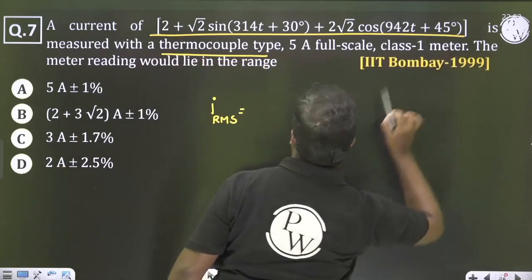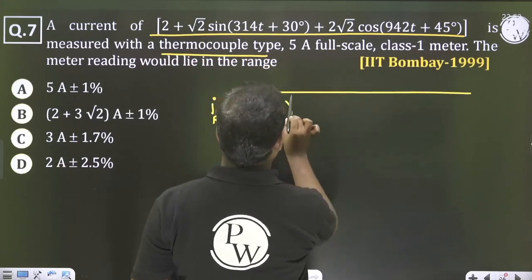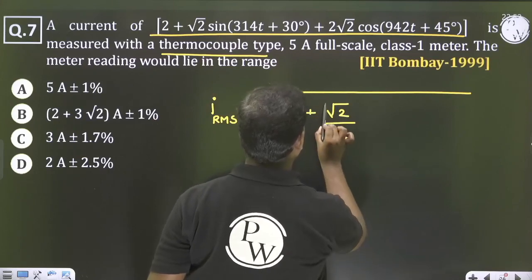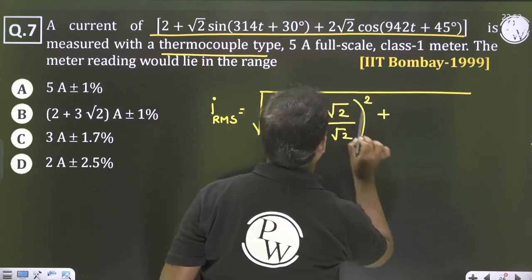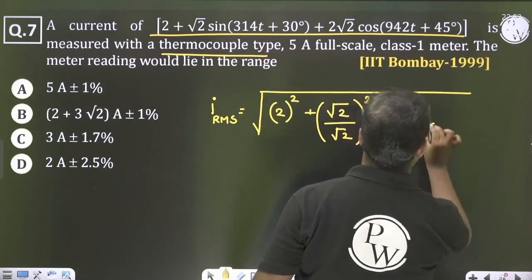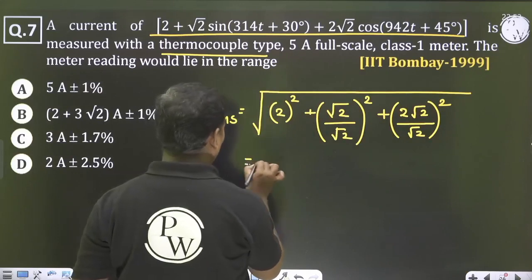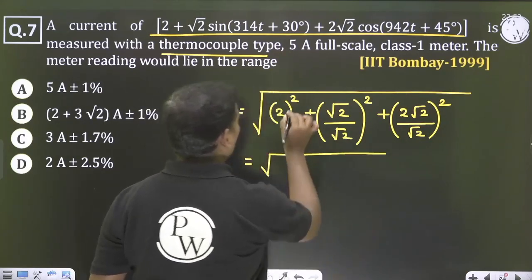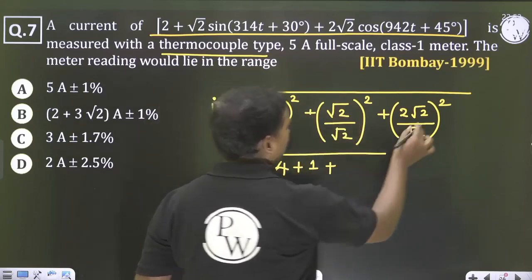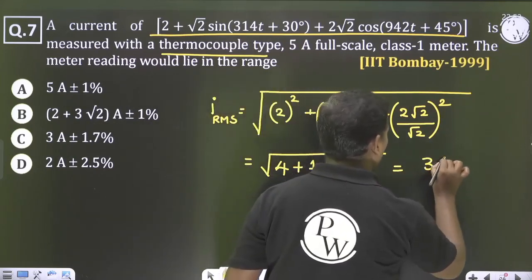So for the RMS expression, wherever the DC term is there, we have to take the square, and for the AC terms, root 2 by root 2 whole square, plus 2 root 2 by root 2. So now if we check how much we are going to get: 2 square is 4, root 2 by root 2 is 1, so 1 square plus 1, the root 2 gets cancelled, 2 square means 4, so 4 plus 4 is 8, plus 1 is 9, root 9, so you are going to get 3. This is the truth.